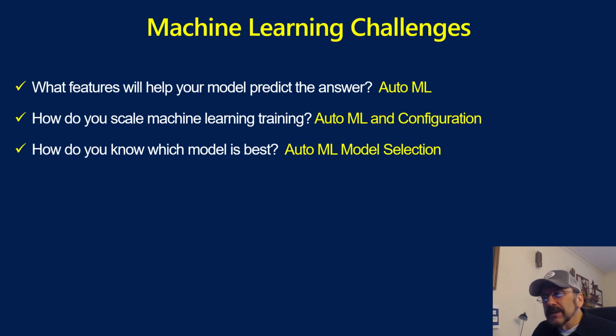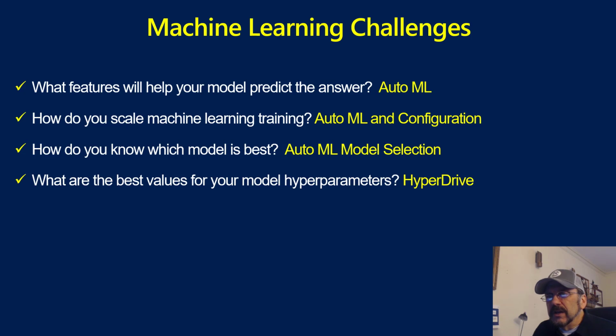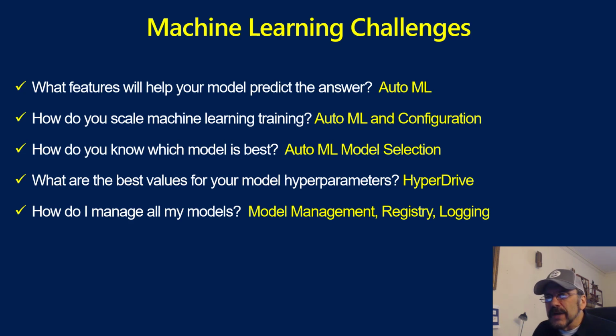How do you know which model is best? Again, you can use the Auto Machine Learning Service model selection. It will tell you what model to use and what are the best values for hyperparameters. It will feature it, which is part of AutoML called Hyperdrive, and that will tell you the best hyperparameter values.